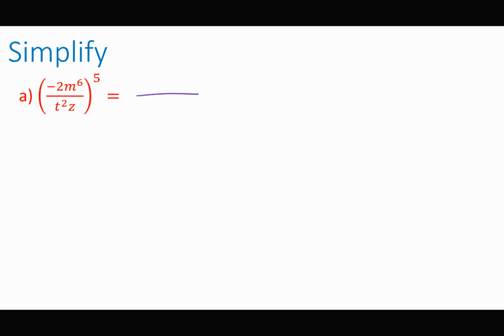Okay, so let's tackle the top piece first. Well, we know this 5 is going to apply here on this -2, so it'd be -2 to the 5th, and then m to the 30th. And then in the denominator, the 5 is going to apply to the t squared, so this would be t to the 10th, z to the 5th.